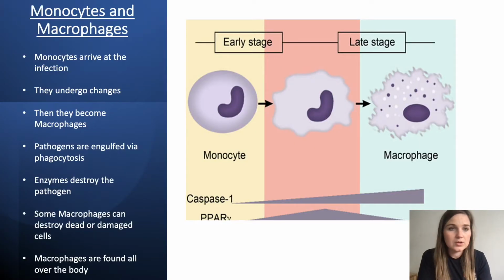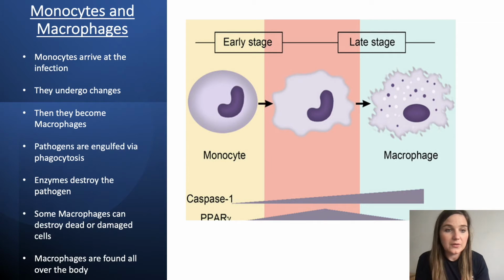So moving on to monocytes and macrophages. Now these are cells found in the blood. Once monocytes arrive at an infection site, they undergo changes and then they become macrophages. These engulf pathogens via phagocytosis and once ingested, enzymes inside destroy the pathogen or foreign particle. As you can see on the slide here, monocytes arrive at the infection, they undergo the changes, then they become the macrophages.